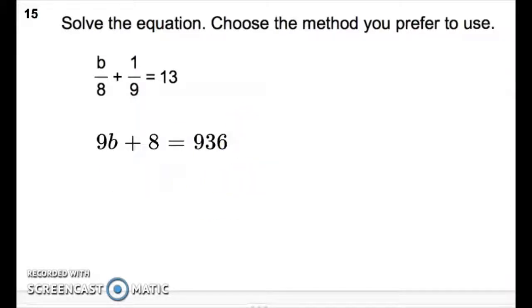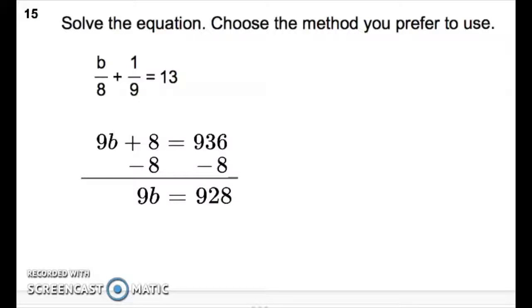Okay, so then from there, we just subtract 8 from both sides. We get 9b equals 928. Divide both sides by 9. And b equals 928 over 9. This is not reduced. That is the answer.